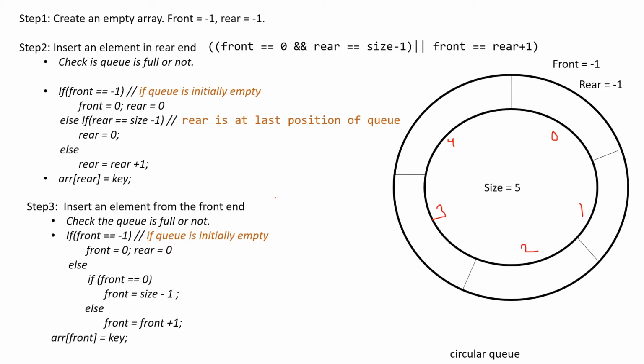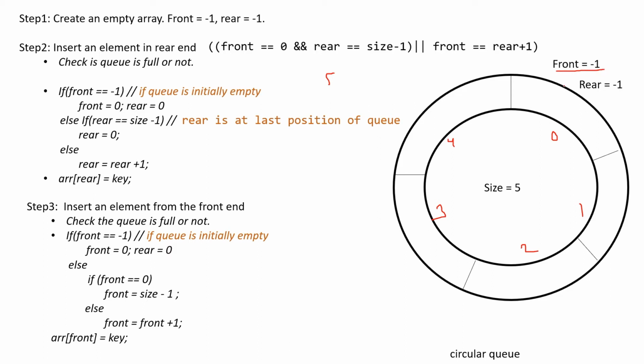And suppose, for the first time, I want to insert an element 5. So how will the 5 get inserted here? The queue is not full, so this condition will get passed. The front is pointing to -1, right? Now this condition is getting satisfied.